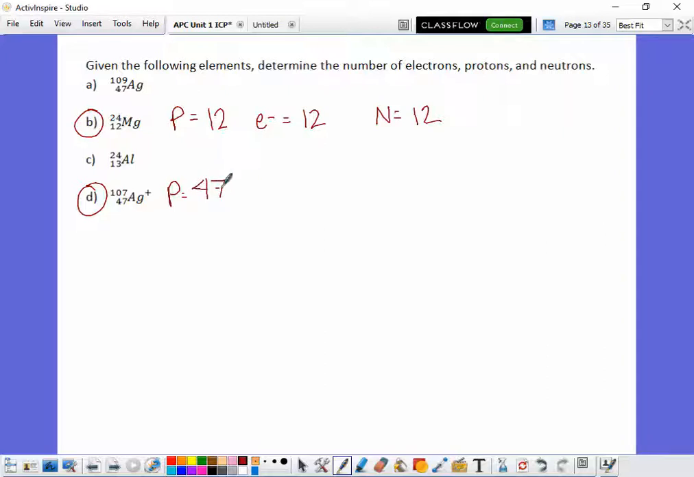How many protons? 47. How many electrons? 46, because a positive charge means it lost an electron. It has one more proton than it does electrons, so 46. And neutrons, we're going to take 107 minus 47 and get 60. Good. That should be very straightforward.